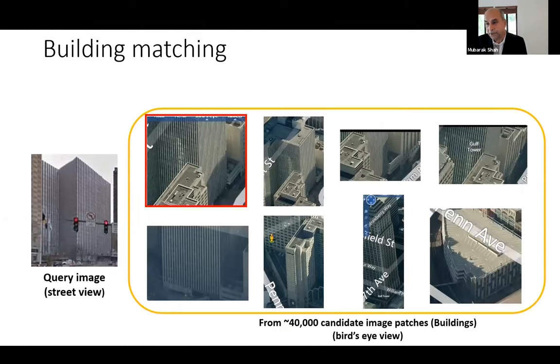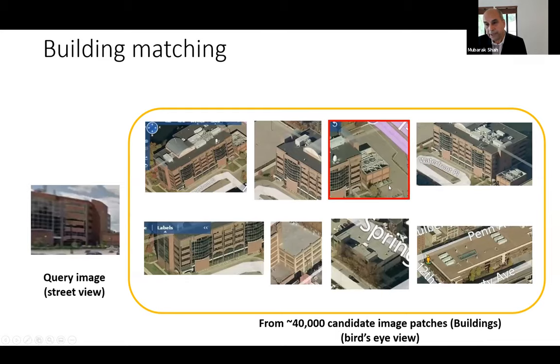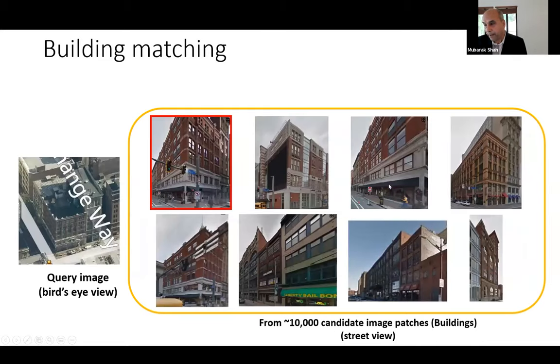This is the building matching result. So this street view building matches with this one. This is the first nearest neighbor. And we were matching 40,000 candidates from the bird's eye view. In this case, the third nearest neighbor is the right one.